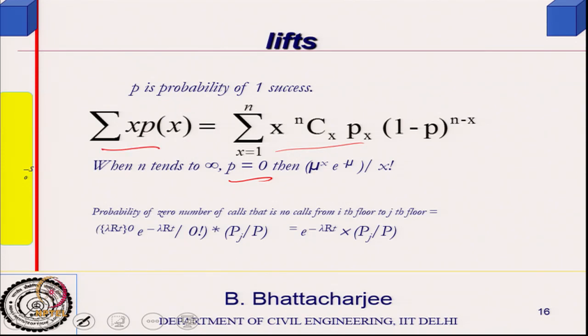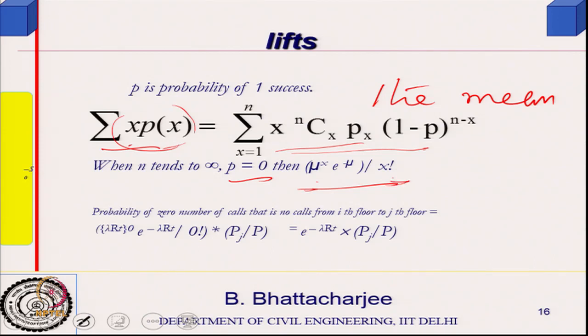The mean, of course, how will you write the mean? The mean will be x multiplied by the probability of x, summed over all the possible outcomes, and this you can show will equal np. So, when n tends to infinity and p tends to 0, one can show that this probability is mu to the power x e to the power minus mu divided by factorial x. Now, mu itself equals np.